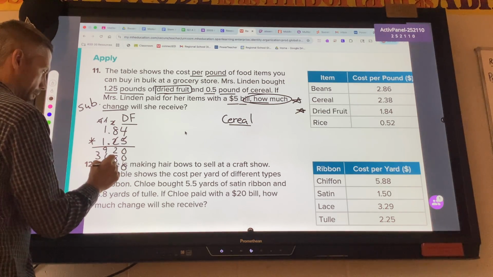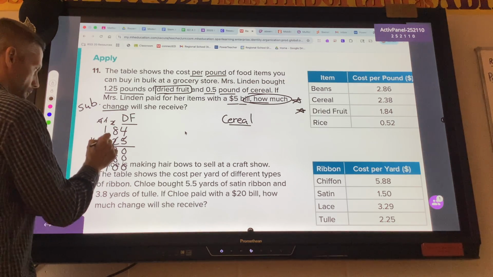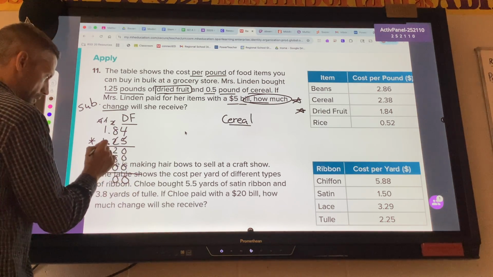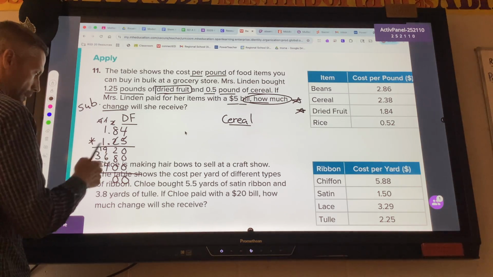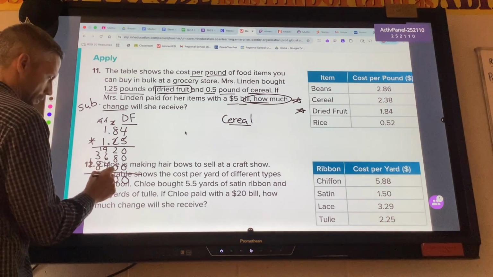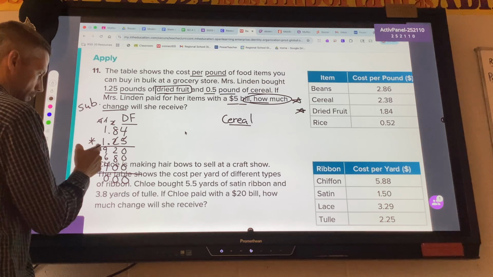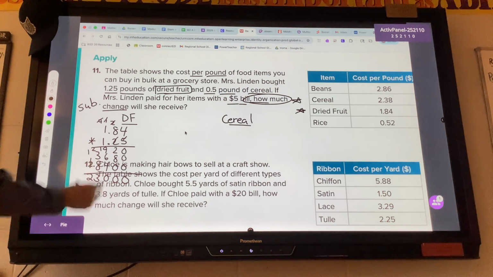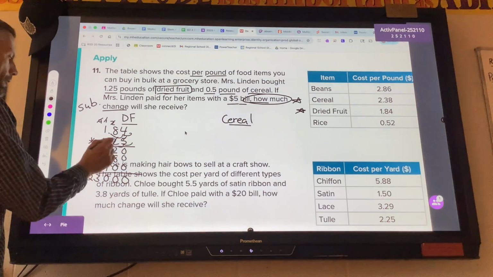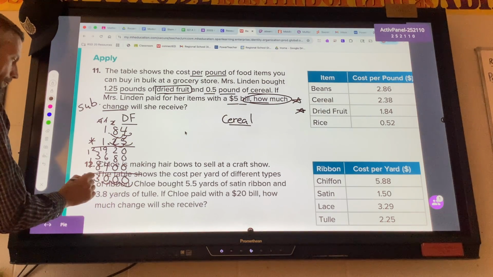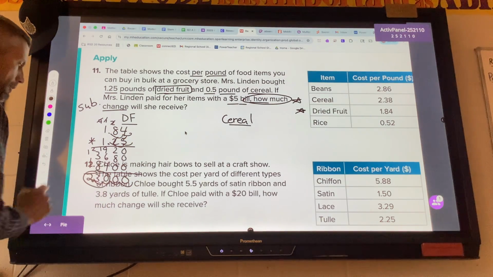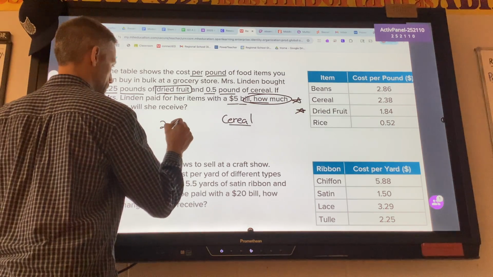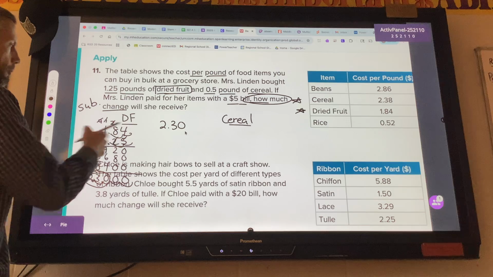1 times 4 is 4. 1 times 8 is 8. 1 times 1 is 1. You add those together, you get 0. That's going to be 8 and 2 is 10. Carry the 1. 9 plus 1 is 10. Plus another 6 and 4 is 10. That's 20. Carry the 2. That's going to be 13. Carry the 1. That's 2. So now we have to move this back 4. 1, 2, 3, 4. 1, 2, 3, 4. So it looks like the dried fruit cost $2.30 for 1.25 pounds.